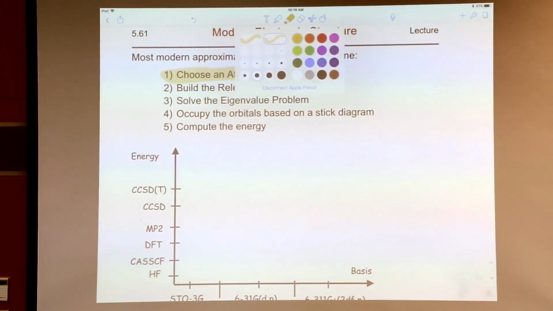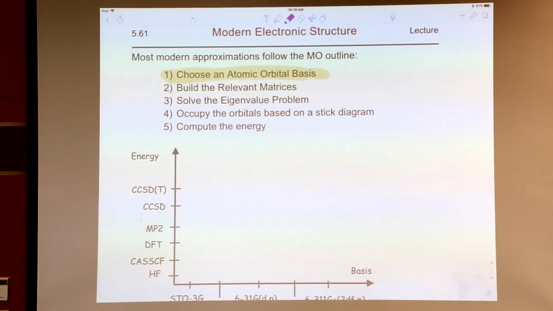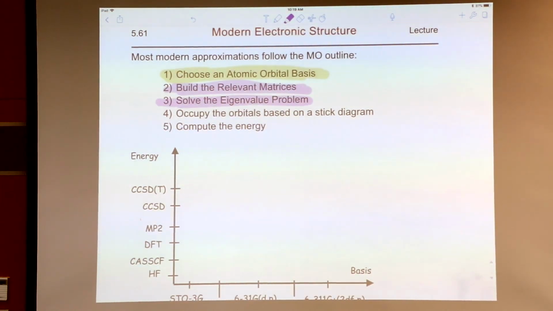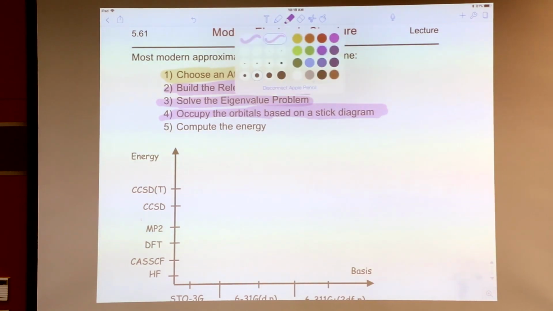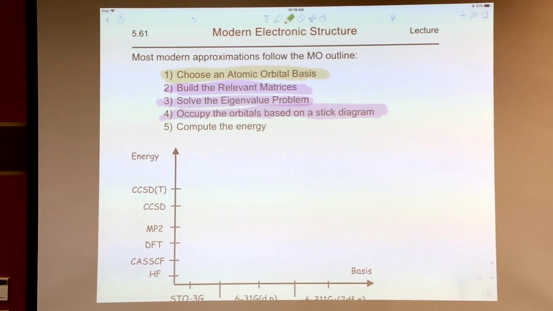And so then after you'd chosen that basis, you had to build some matrices. Then you had to solve the eigenvalue problem for that matrix. Then you had to pick out which orbitals you were actually going to occupy. Those were the next few steps. And then finally, you had to compute the energy.